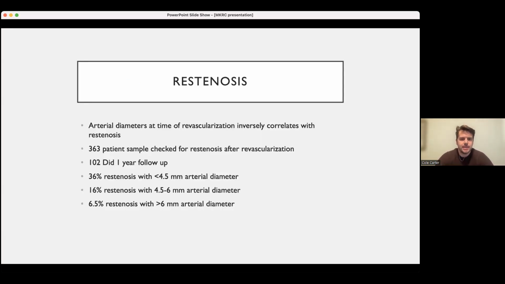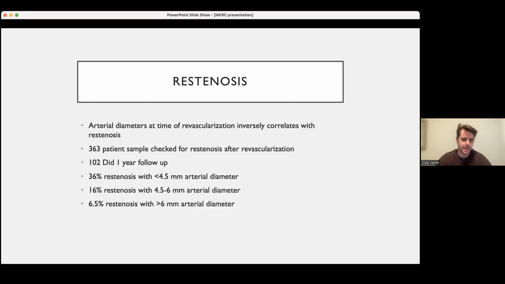And lastly, the main thing we are concerned about when revascularizing a patient is restenosis after ablating the renal artery. And it was found that arterial diameter at the time of revascularization inversely correlates with restenosis. What this means is that the larger the diameter was at the beginning, the less likely chance that it had of closing again.